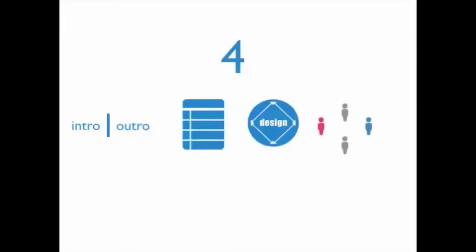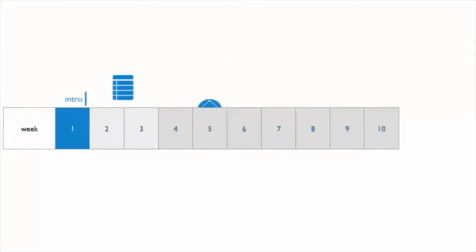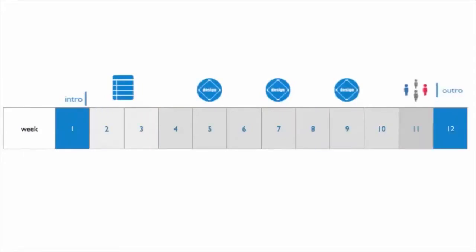The schedule of each of these phases is as follows. The intro and outro phase occurs in the first and last week of the course. The planning phase occurs in the second and third week of the course. The design phase will occur between weeks 4 and 10 and is the largest portion of the course. And then we have the sharing and reflection phase, which occurs in week 11.